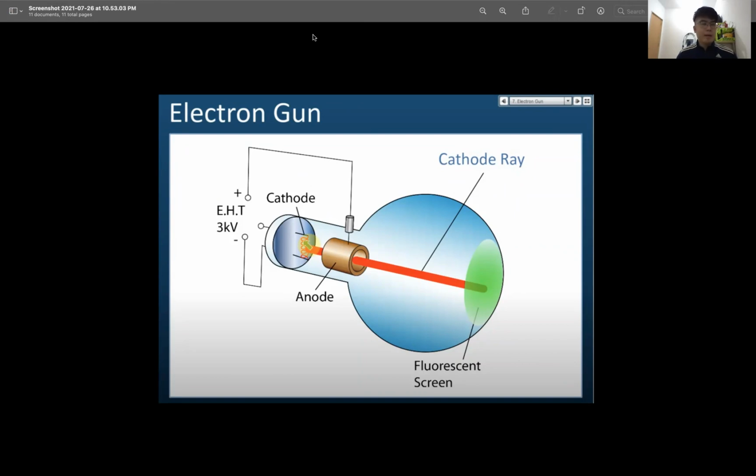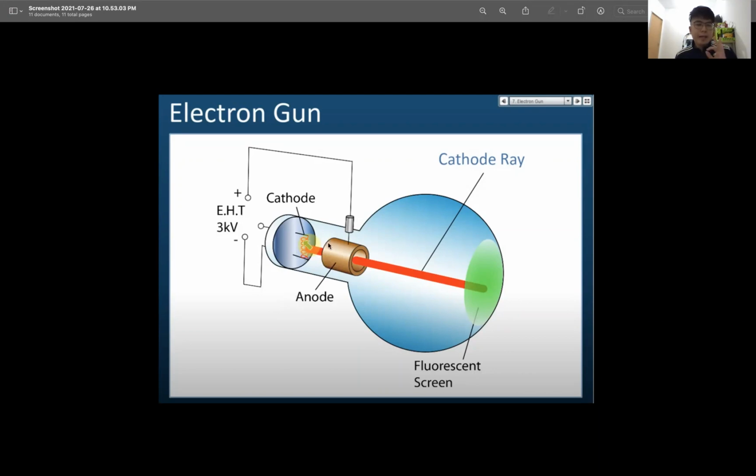You should be able to see my slide, electron gun. Okay, so the electron gun works on the principle of thermionic emission. Now, at the base here, you can see the cathode. The cathode is connected to the negative terminal, and it is connected to low voltage, about 6 volt, right? And this potential will heat up this filament. And then what happens is thermionic emission will occur, right?